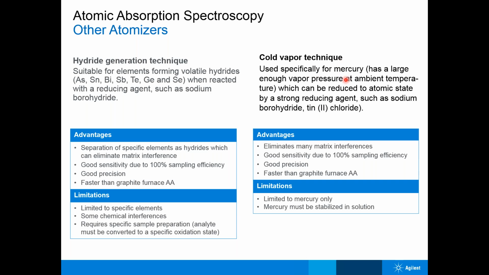Again, the hydride generation technique and the cold vapor generation technique both have different advantages and limitations, because the cold vapor is applicable only for mercury, but in terms of precision, yes, good precision and good sensitivity. Similarly, the VGA has good sensitivity and good precision, and it is a faster technique as compared to the graphite furnace. But the limitation is it is applicable for only limited elements. If you want to estimate elements like lead and cadmium, or copper and iron, it is not possible by using the vapor generation accessories.